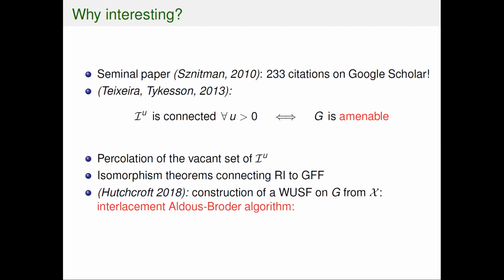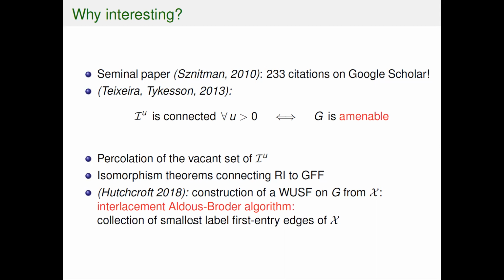But here is one more thing. This is a paper by Tom Hutchcroft from 2018. If you have this random interlacement point process X, then you can construct a wired uniform spanning forest on the graph G. And if you remember, this X was a countable collection of doubly infinite trajectories modulo time shift, which also had labels. You can define the wired uniform spanning forest from an interlacement in one line, using what Tom Hutchcroft calls the interlacement Aldous-Broder algorithm.